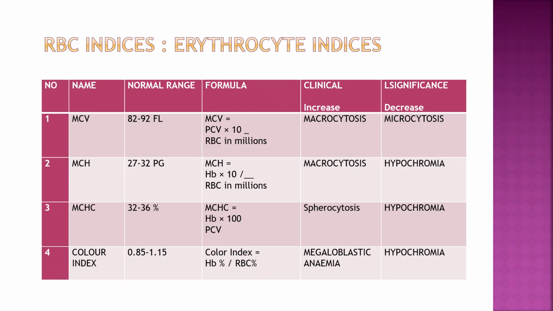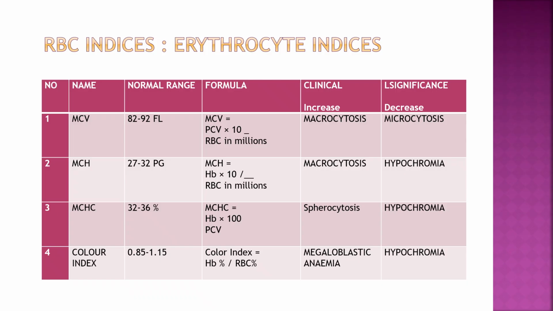So they are MCV, MCH and MCHC. MCV is mean corpuscular volume. It is roughly 82 to 92 femtoliter, and if it increases, it is usually seen in macrocytosis, that is megaloblastic anemia. If MCV is low, it is seen in microcytosis, that is iron deficiency anemia or thalassemia.